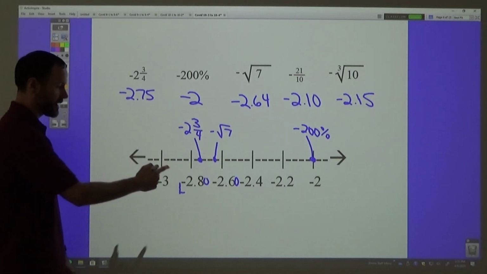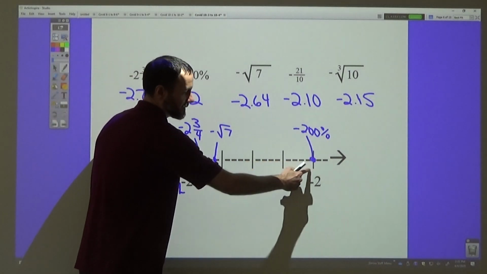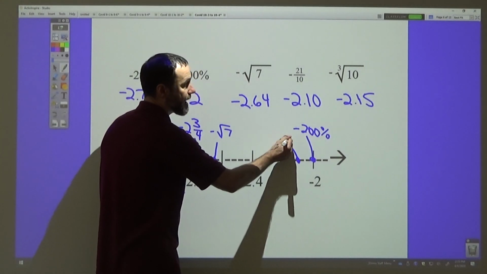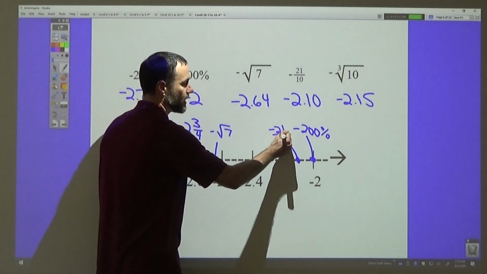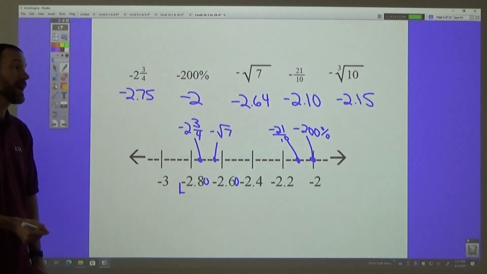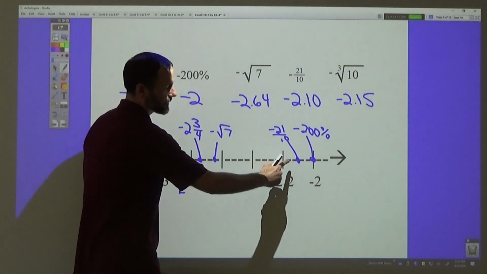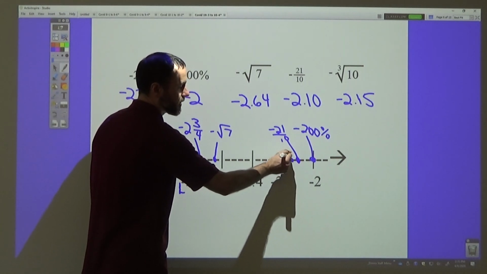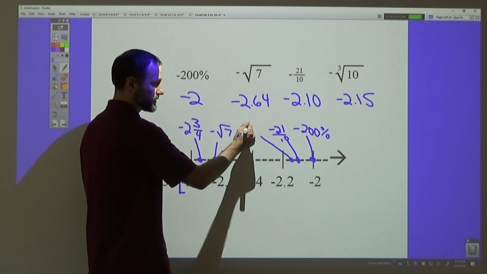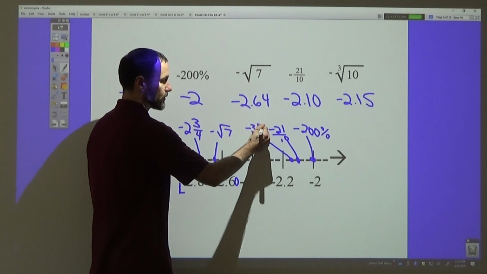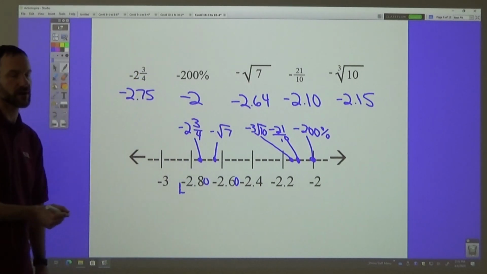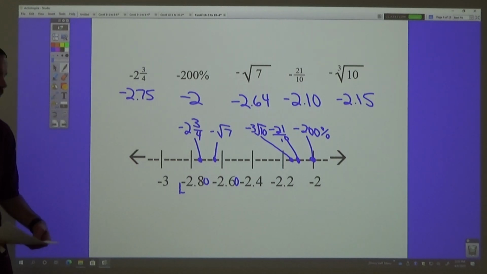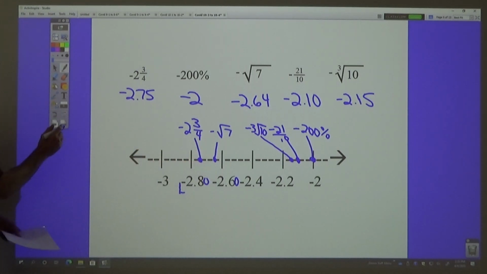Negative 2.1 would be in between negative 2 and negative 2.2. It is exactly halfway in between, so negative 21 over 10. And negative 2.15, again, negative 2.1 was here, negative 2.2 here, negative 2.15 would be in the middle of those two, so the negative cube root of 10 would go right there. Just be very careful with the negative numbers. Again, we're not trying to be perfect, it's just an estimate.